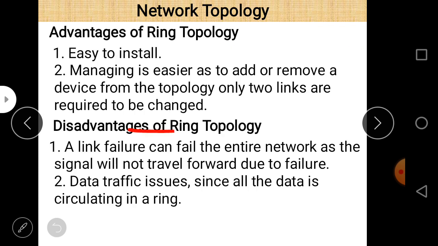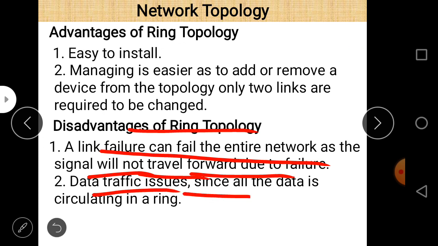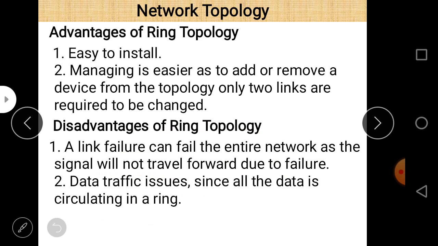Disadvantages of ring topology: a link failure can fail the entire network, as the signal will not travel forward due to the failure. And there is a data traffic issue, since all the data is circulating in a ring. So there are two basic disadvantages of ring topology. The first is failure of a link, and the second is the data traffic issue.